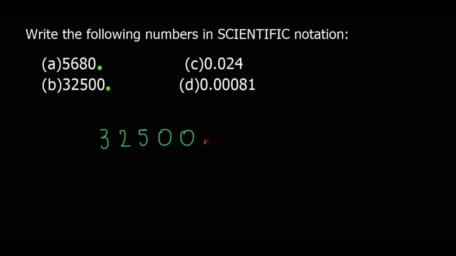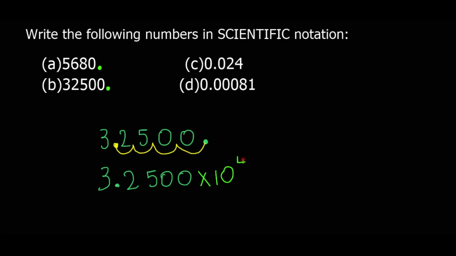32500. We know we have a decimal point here. We will take this decimal point and move it to the left so that it is in front of the first non-zero number. 1, 2, 3, 4, and then we will have 3.2500, and because we moved 4 times, we will write times 10 to the power 4, and then this is our answer.